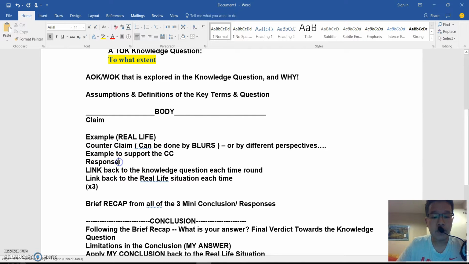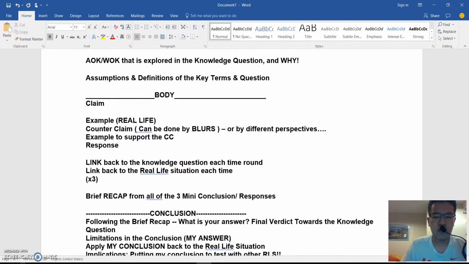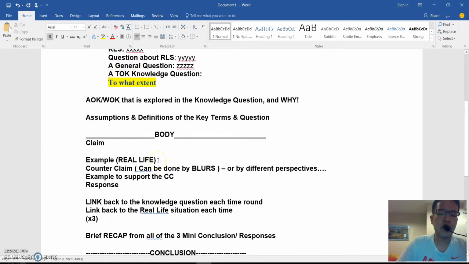And finally, a response. So within that area of knowledge focus, what is your verdict, right? And you have to link back to the knowledge question each time around and link back to the real life situation. And this is done 3 different times.